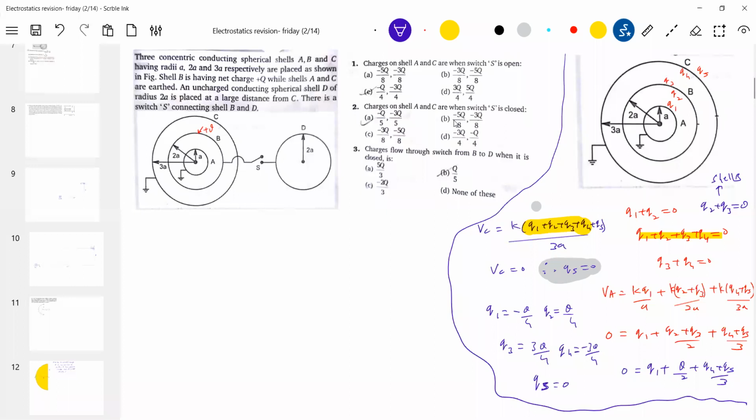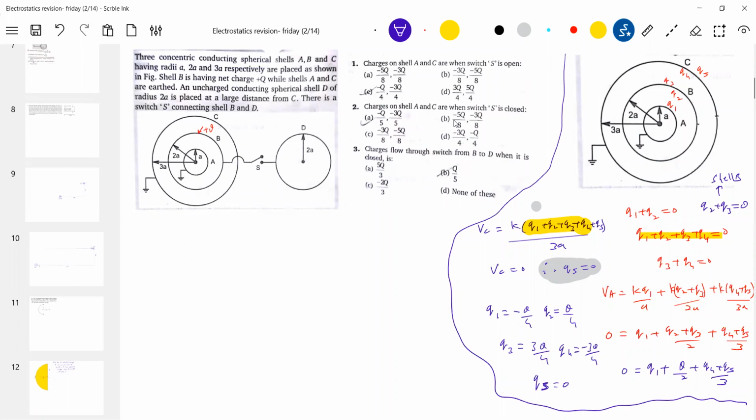After this, Q3 is minus 3Q by 4, Q4 is minus 5Q by 4. Q3 plus Q4 should be 0, no? I just took help of this condition, Q3 plus Q4. Okay, the charges are this much. Now we are going to close the switch and we'll see what conditions will arise. After this distribution, now we'll close the switch.